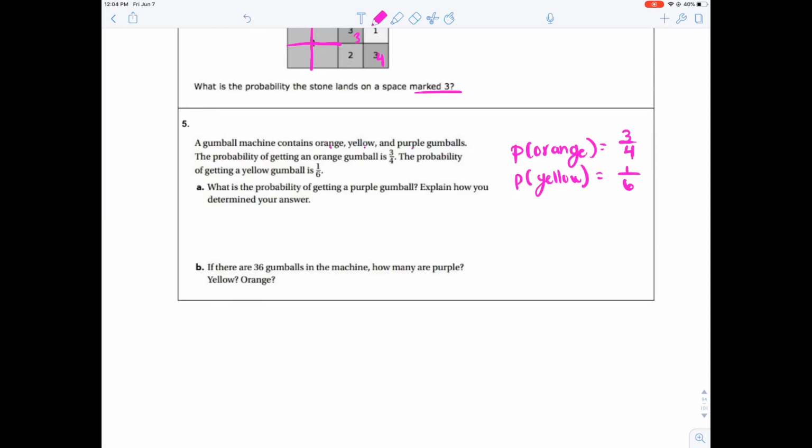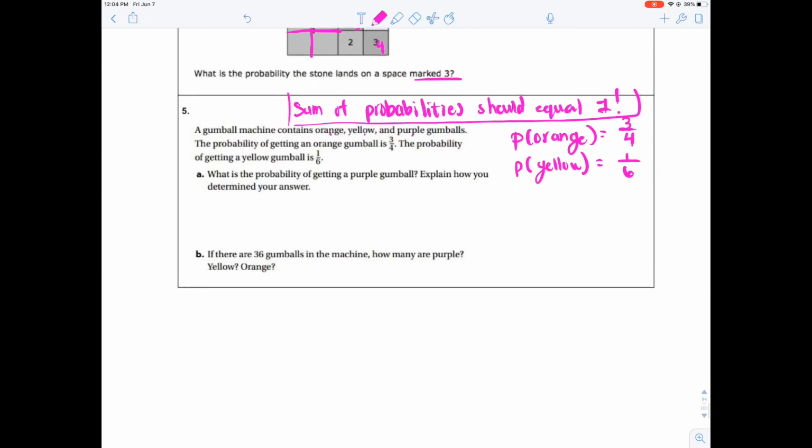Remember, the sum of all the possible outcomes of an event should equal 1. The sum of all probabilities should equal 1. This is something that's very important. Remember this, okay? So we have orange, yellow, and we're missing purple. So the probability of orange plus the probability of yellow plus the probability of purple should equal 1.